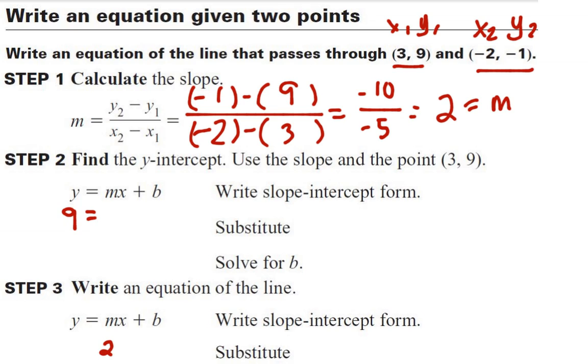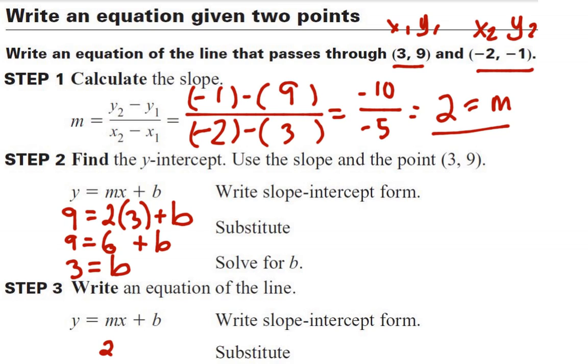So I've got 9 is equal to my newfound slope of 2, so 2 goes there, and then I replace x with the 3. And I've got an equation that only has one variable in it, which I should be able to solve for b. In order to solve for b, I need to simplify this. This will work out to 9 equals 6 plus b. Subtract 6 from both sides, and I find out that 3 equals b.